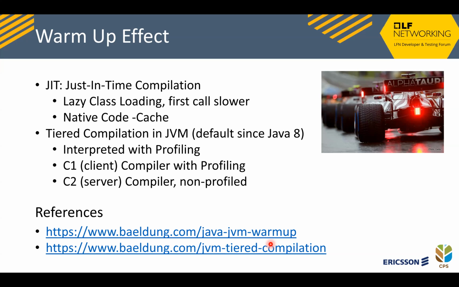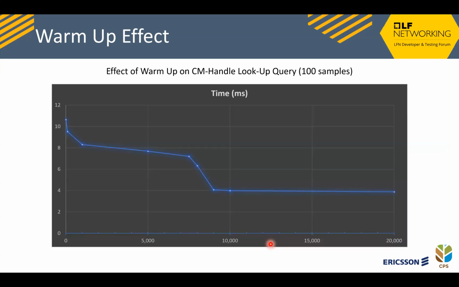In one of these articles, you see a graph, and that graph looked exactly like what we were seeing in reality. This is that query I showed you in the last test. The very first time you run it, it's in the order of 12 milliseconds. Then if you keep running it, it quickly drops to about 8. And then eventually, after something like 9,000 runs, it drops to about 4 milliseconds, and then it stays stable. This is the effect of Java doing this optimization.